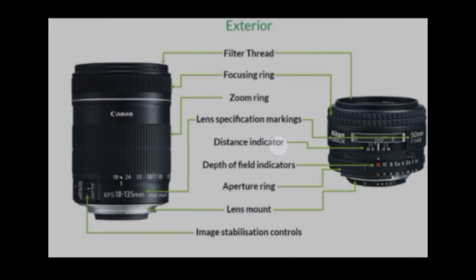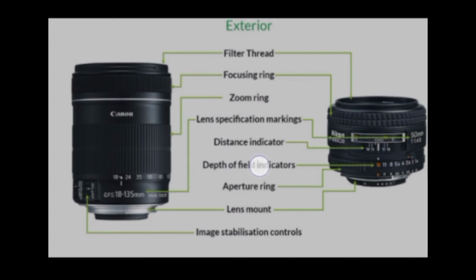Next, this part is the distance indicator. A distance is indicated by markings or a window on many focusing rings. This indicates the estimated distance between the front of the lens and the item in focus for the current setting. Its primary application is for close-up photography.